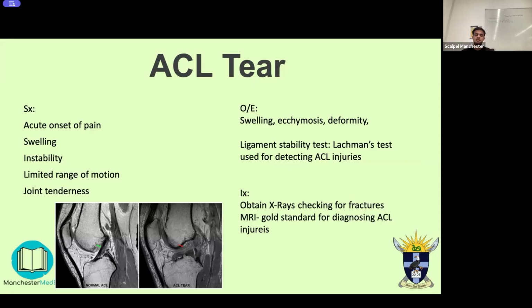So the symptoms of an ACL tear are sort of acute onset of pain. You might notice some swelling, some instability, some limited range of motion, and joint tenderness. It's actually quite painful from what I've heard from other people. On examination, you find swelling, ecchymosis, which is bruising, and you also find deformities as well. And the important test for an ACL tear is called a Lachman's test.